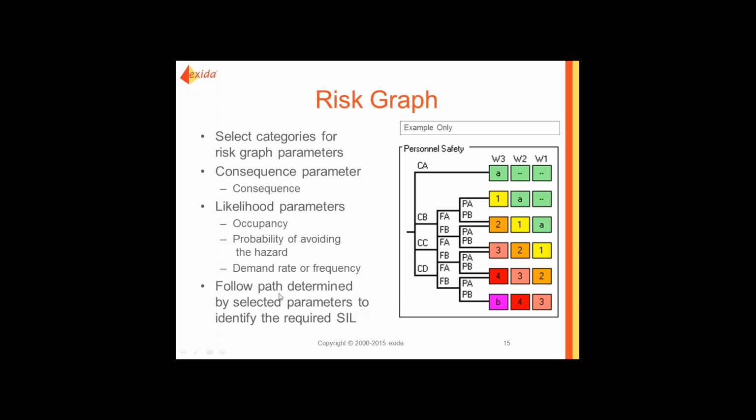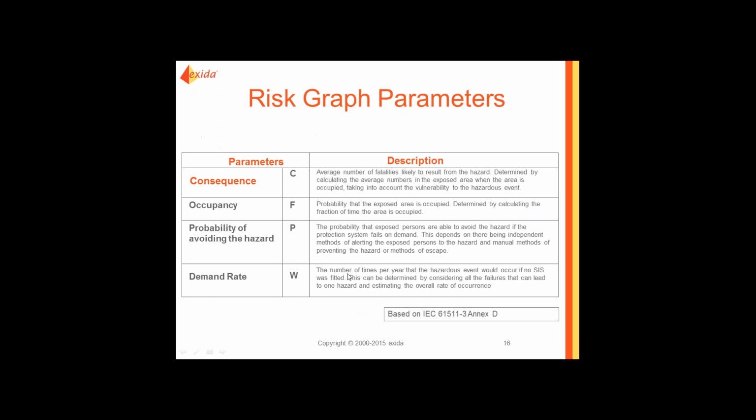So the way we do this is to follow the path determined by the selected parameters to identify the required SIL. So what does that mean? Well, we've talked here about consequence. And this is defined as the average number of fatalities likely to result from the hazard, which is determined by calculating the average numbers in the exposed area when the area is occupied, taking into account the vulnerability to the hazardous event. As we mentioned before, if workers are exposed or the public's exposed, what would be the consequences of that exposure?